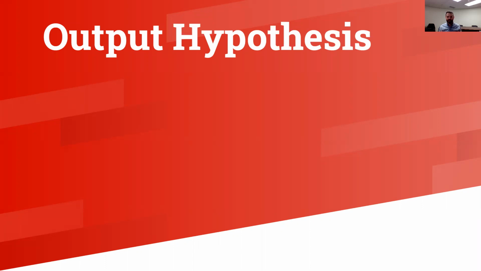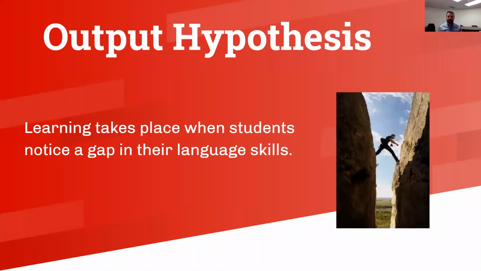The output hypothesis is one of these many learning theories that helps inform our understanding of how language is acquired. And the output hypothesis says that learning takes place when students notice a gap in their language skills. They notice something that they want to do or that they need to do with the language, and they notice they don't have the language to do it. And so that helps them to focus, make a plan, learn the language they need, and then practice so they can overcome that gap.